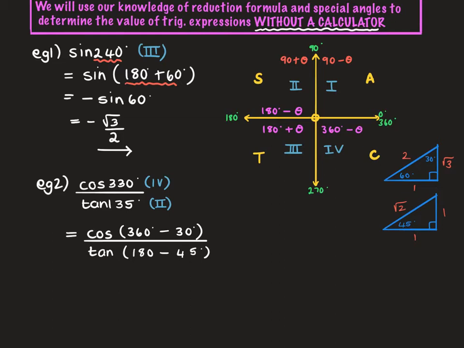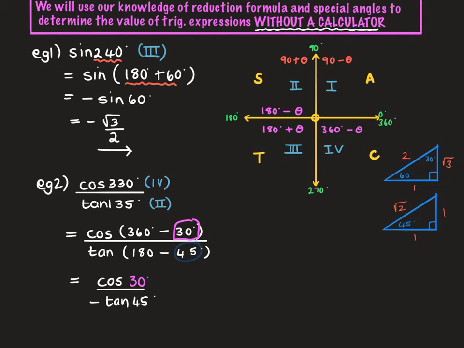So now, what's the next step? In quadrant 4, is cos positive or negative? It's positive. So it's going to pop out as positive cos, now reduce down to the acute angle. So that just becomes positive cos 30, divided by, in quadrant 2, is tan positive or negative? We know it's negative. So it's negative tan. And then what do we do? Reduce down to the acute angle. So that becomes negative tan 45.